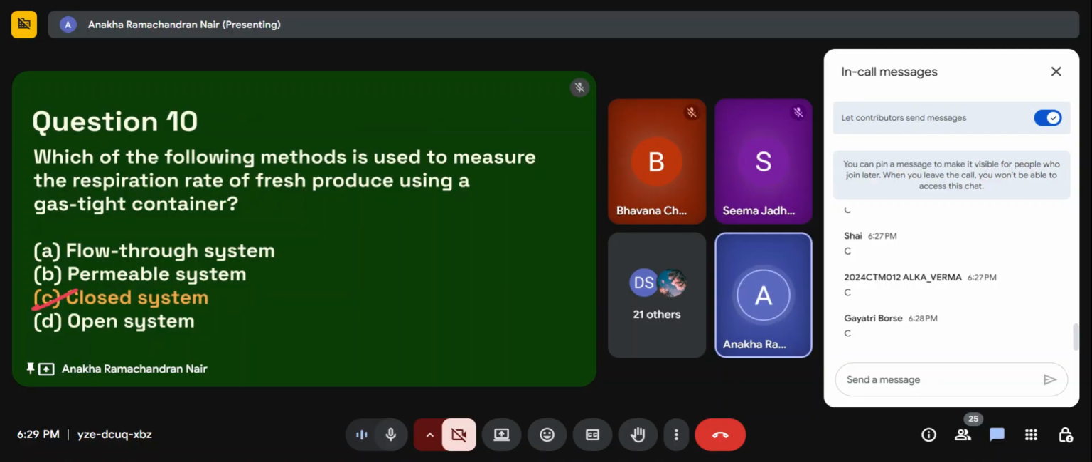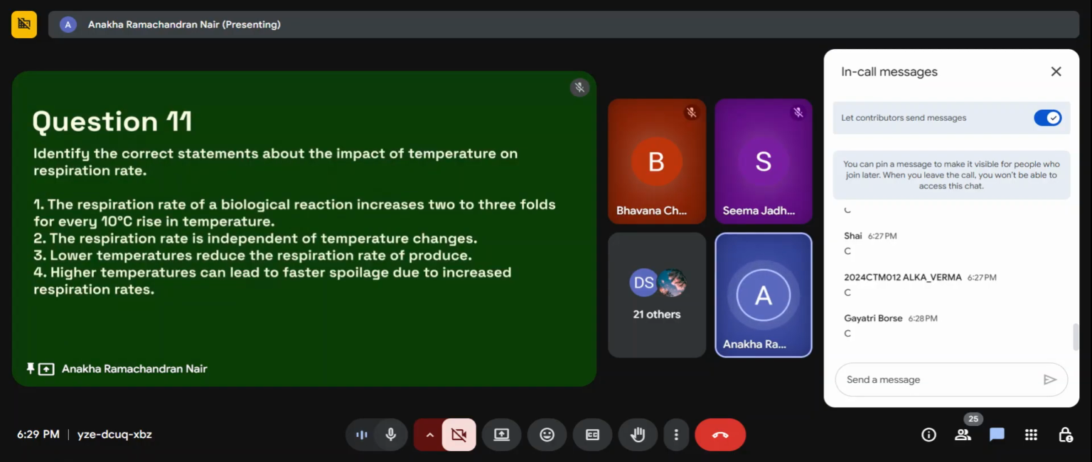All right. So we'll move on to question number 11 then. Question number 11 is you have to identify the correct statement about the impact of temperature on respiratory rate. There are four options given to you. Option 1: the respiratory rate of a biological reaction increases 2 to 3 folds for every 10-degree rise in the temperature. Option 2: the respiratory rate is independent of temperature changes. Option 3: lower temperature reduces the respiration rate of produce. And option 4: higher temperature can lead to faster spoilage due to increased respiratory rate.